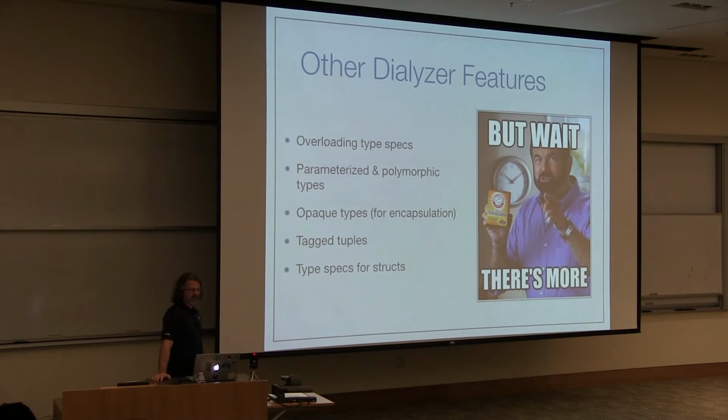Now, there's a lot of other cool stuff in Dialyzer that I don't really have time to get into, but if you are working in Elixir or Erlang, I'd encourage you to check these things out. You can do some really cool stuff with parameterized types, polymorphic types, and one of my favorite things is opaque types. This kind of brings the object-oriented notion of encapsulation into the functional Elixir world, allowing you to do some sort of data hiding or information hiding. Lots of other cool features there.